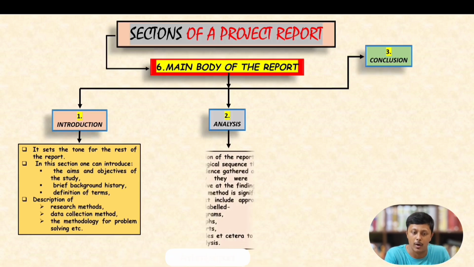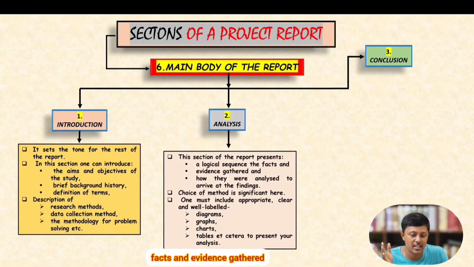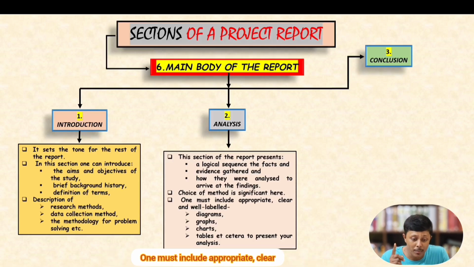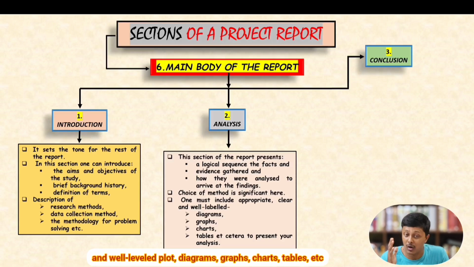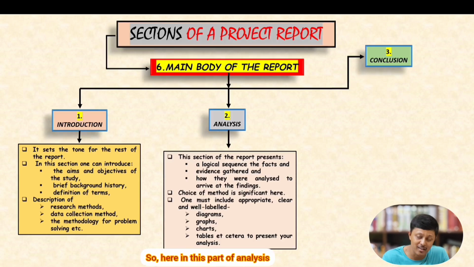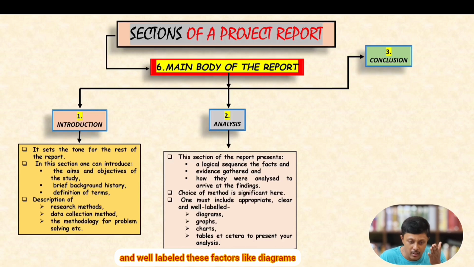In the analysis point, this section of the report presents a logical sequence of facts and evidence gathered, and how they were analyzed to arrive at the findings. Choice of method is significant here. One must include appropriate, clear, and well labeled diagrams, graphs, charts, tables, etc. to present your analysis. So, in this part of analysis, you have the liberty to choose your method, and that is very significant. Second, you may include clear and well labeled diagrams, graphs, charts, tables, etc. for your perfect analysis.